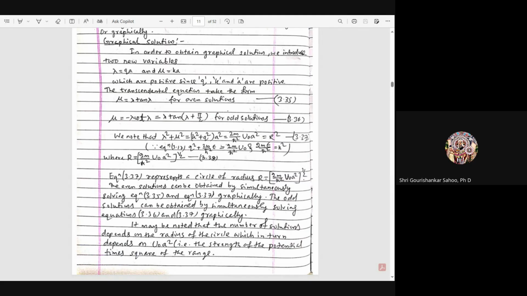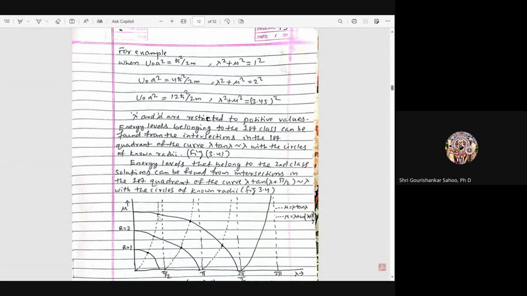And the even solution can be obtained by simultaneously solving the two equations mu is equal to lambda tan lambda, and mu square plus lambda square is equal to r square. And the odd solution can be obtained by simultaneously solving the other two equations, that is mu is equal to lambda tan of lambda plus pi by 2, and r is equal to twice m u0 a square by h cross square to the power half. So r square is equal to lambda square plus mu square.